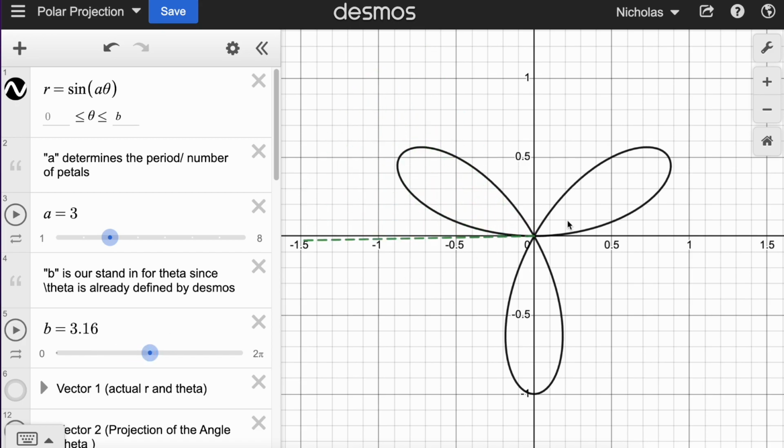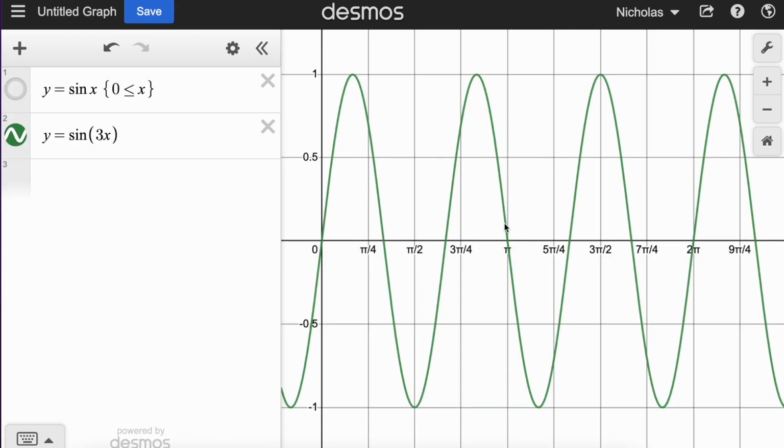And voila, we've completed 0 to pi. So we've completed our first 3 petals, and that sort of compares to our regular graph. We've completed 1 full thing.